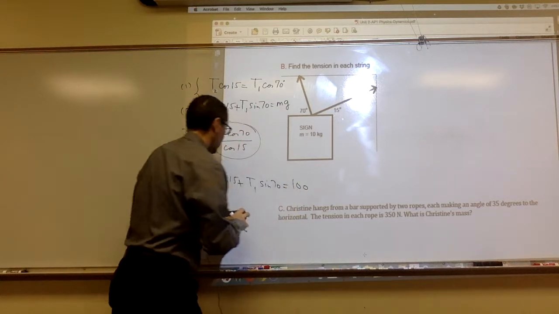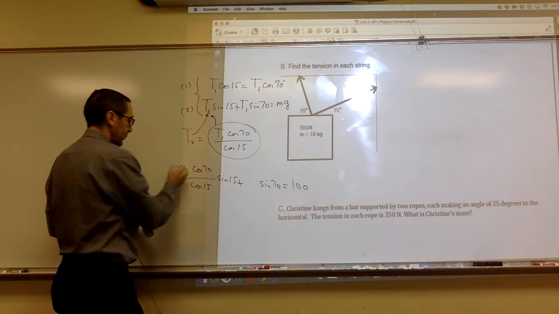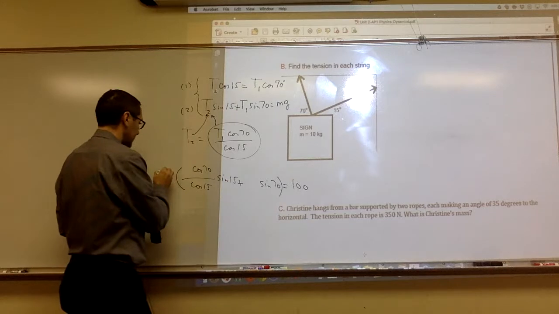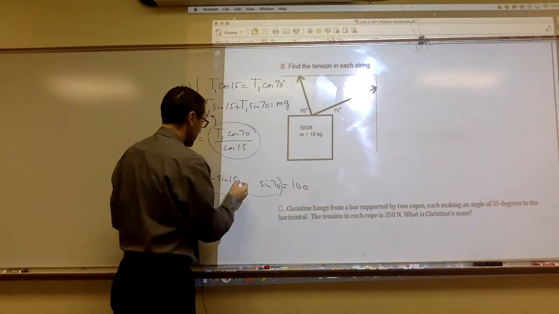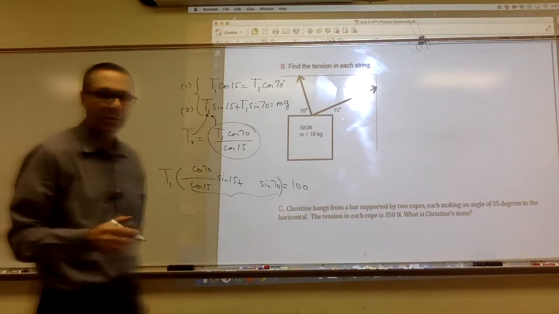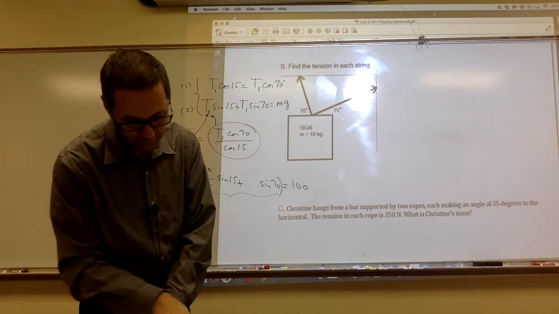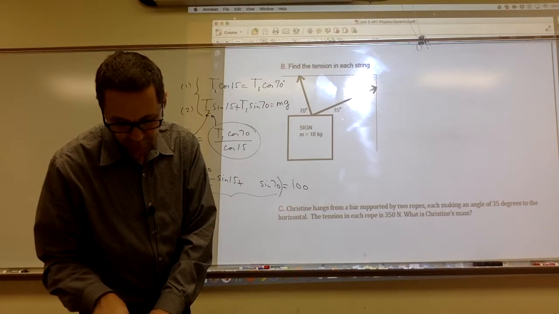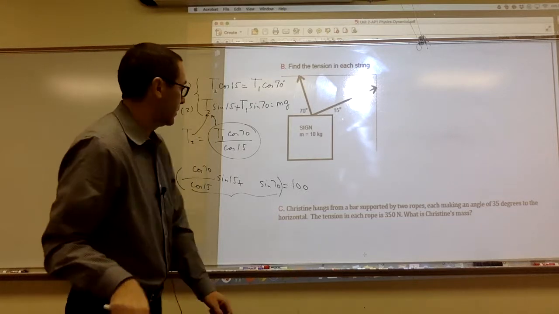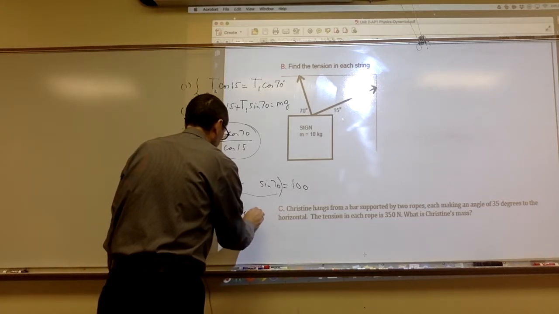Now, I can manipulate this more, so I can see a T1 common to both of these. I can factor out a T1, right? Now you can figure this out and do 100 divided by whatever you come up with. And that should be, what is it? 34.33. So T1 is 34.33 newtons.